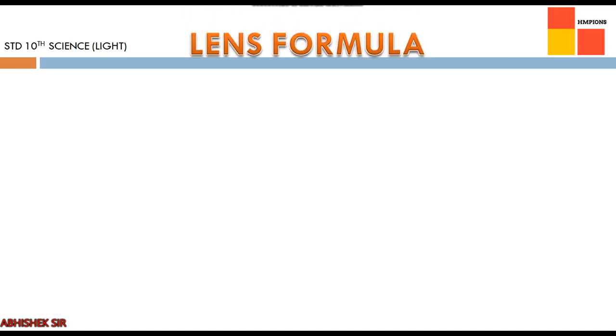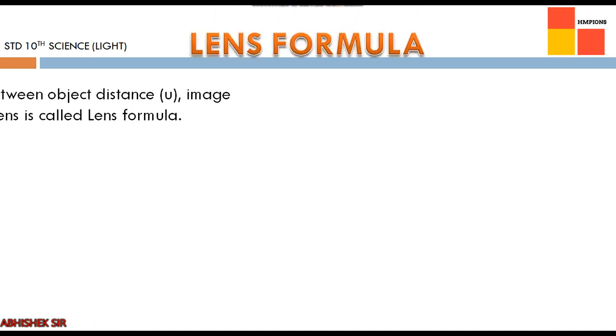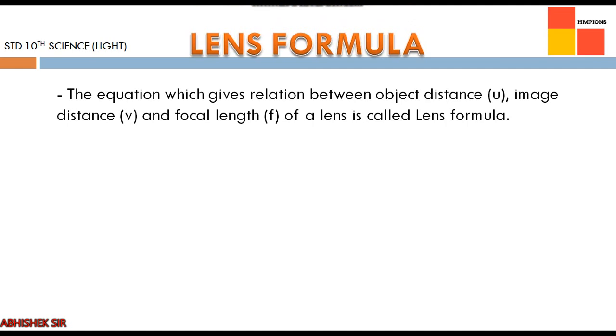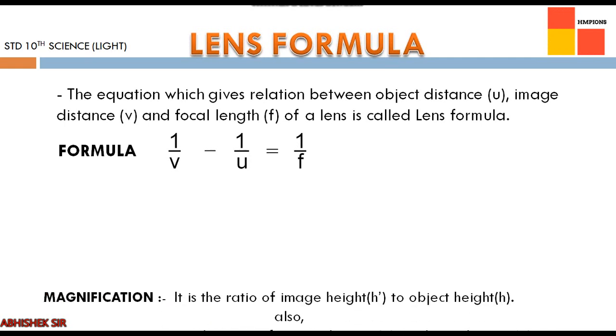Moving on to the next topic, that is lens formula. Again, we are seeing a similar concept as that we have seen in mirror. What is lens formula? It is the equation which gives relation between object distance u, image distance v, and focal length f of a lens. So this equation is called lens formula.